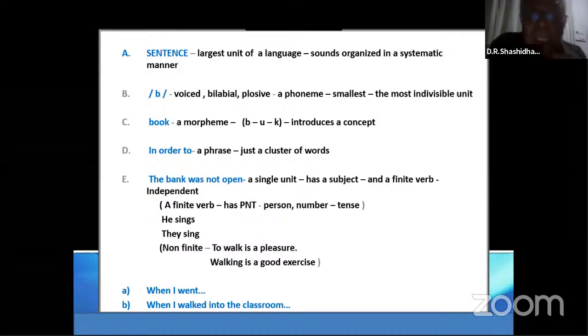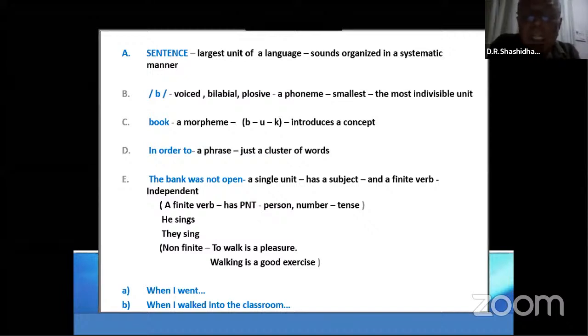And if you go to the next level, see there, the bank was not open. You know, this is totally different from the previous example. In order to, joined together, occurring in a particular order, does not give you any sense at all. Whereas the next one, the bank wasn't open, you have the subject, a finite verb, and it is a single unit. It is capable of giving you meaning on its own.